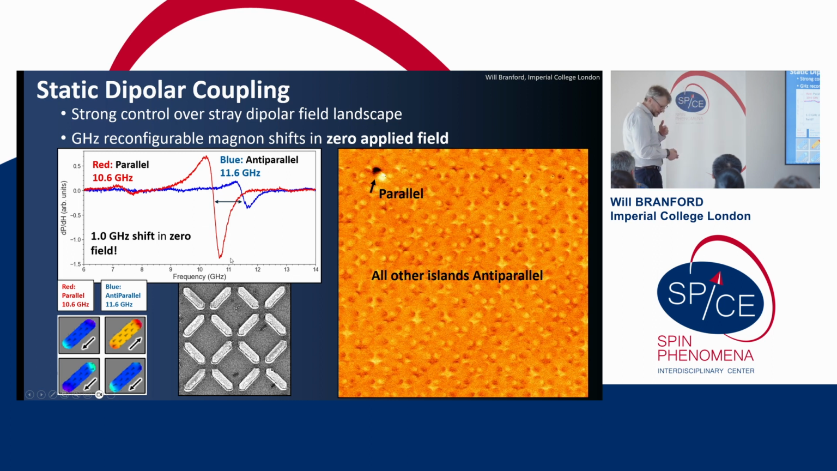And then if we set the state so that every single vertical island pair is anti-parallel to each other, which is obviously where they want to be, then we get the blue curve here. And so here we've got a reconfigurable difference of about 1 gigahertz, which is certainly much bigger than we can generate in the 2-dimensional system. So that's extremely nice.